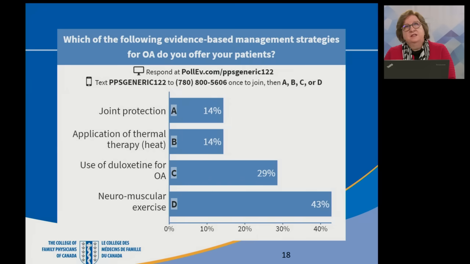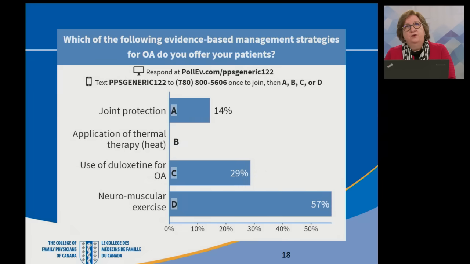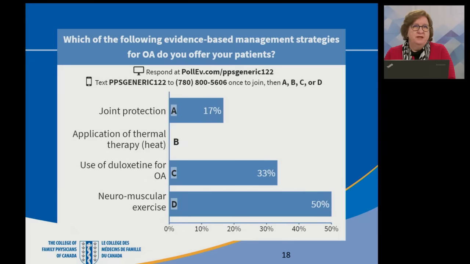And I will say that these 4 items are one of the most important management pillars for this tool. Joint protection is something we don't actually learn about, so I'm going to talk a little bit more about that as we get into the evidence. Heat is absolutely useful for osteoarthritis, and duloxetine is now our second-line drug for management of chronic osteoarthritis. Neuromuscular exercise is an emerging area of very positive results of using balance and dynamic exercise for joint stability.